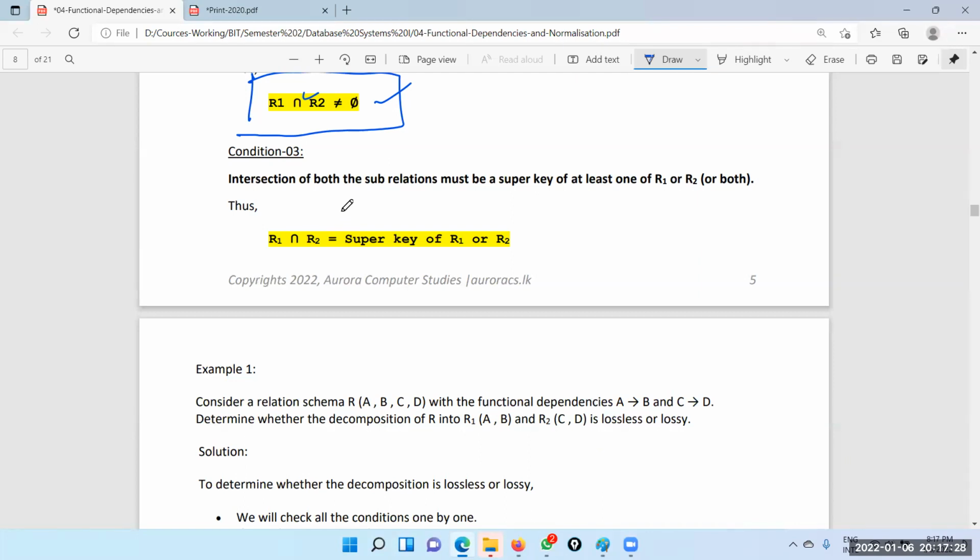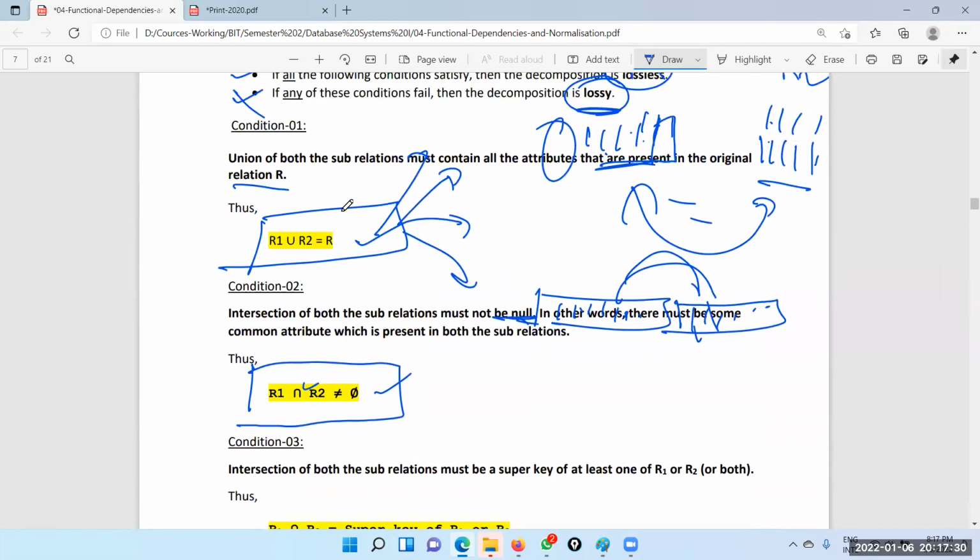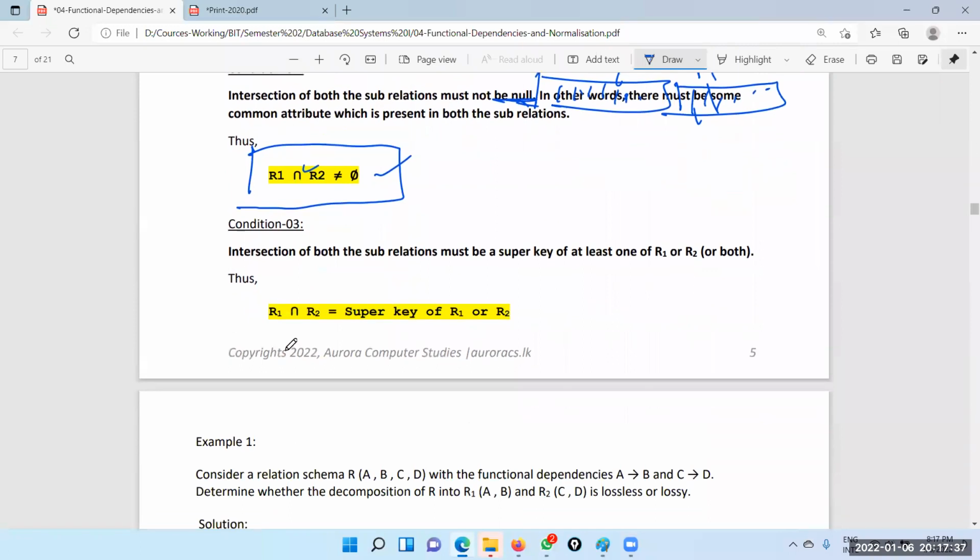Whether R1 union R2 is R, nothing less, nothing more. R1 intersection R2 is not equal to empty. R1 intersection R2 is a super key of R1 or R2 or both.